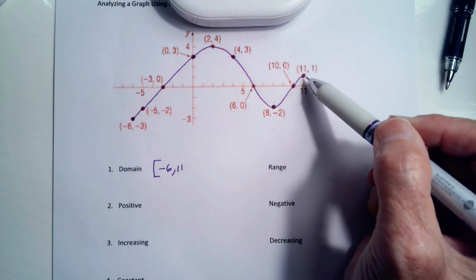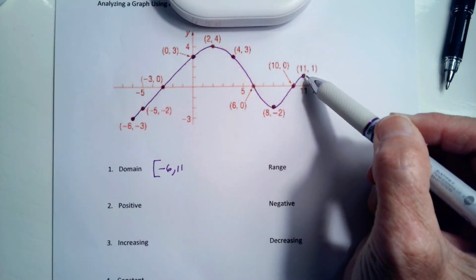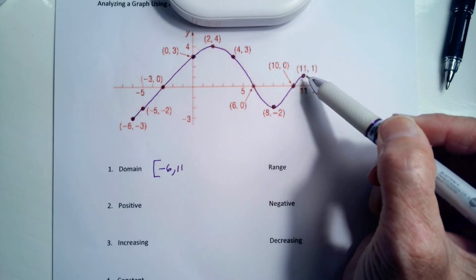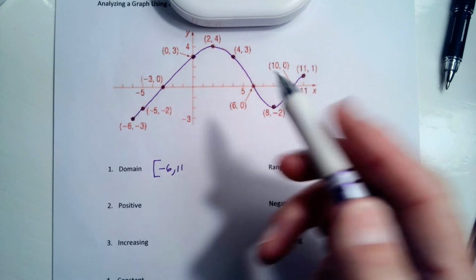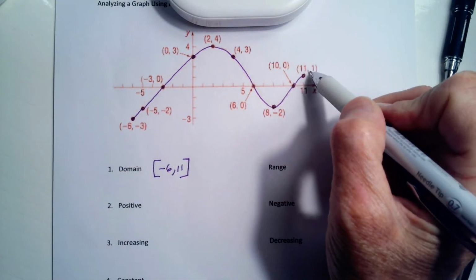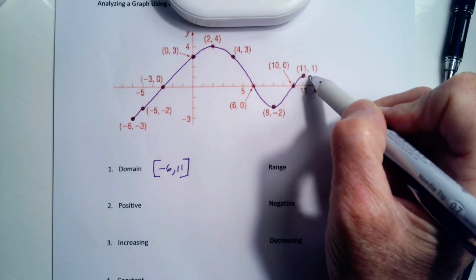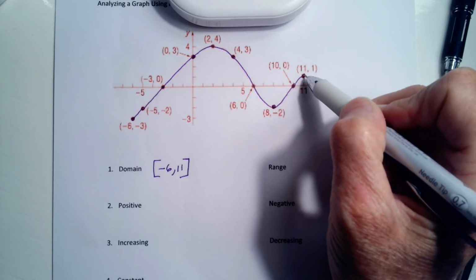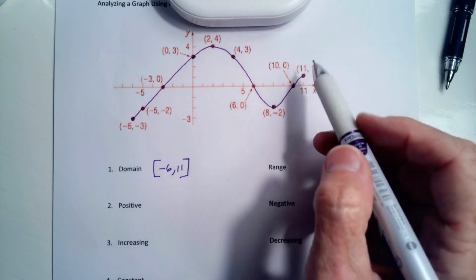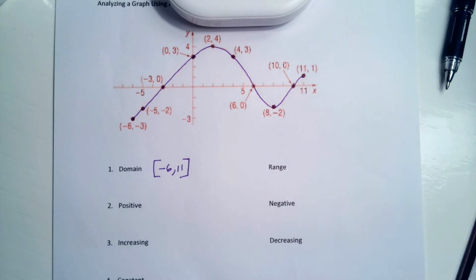The same is true for 11. That's a solid dot. That means that point at 11 is included in the domain. So that's going to be a bracket. If this was an open circle, meaning that 11 was not in the domain, but everything up to 11 was, this would be a parenthesis. But because it's a solid dot, it's a bracket.